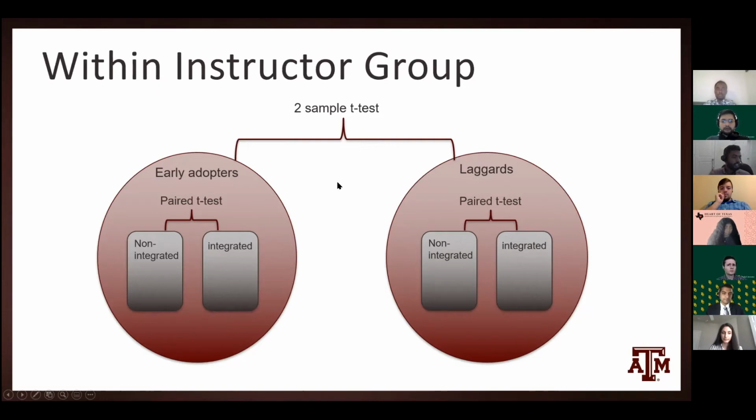Now, the beauty of this experiment is that we can be flexible. Our groups can be anything. Within the instructor group, I can split the instructors into early adopters and laggards, and then use a 2-sample t-test between them. And this can be anything. I can change the groups to professors who are from 30 to 40 versus professors who are from 50 to 60, and then use a 2-sample t-test to compare the means.